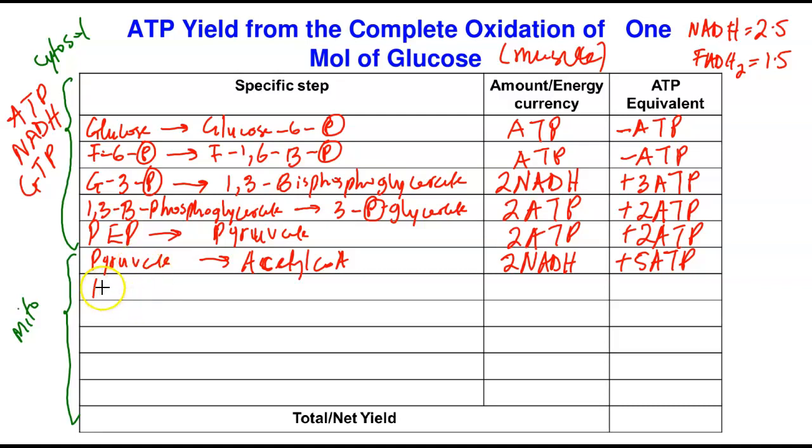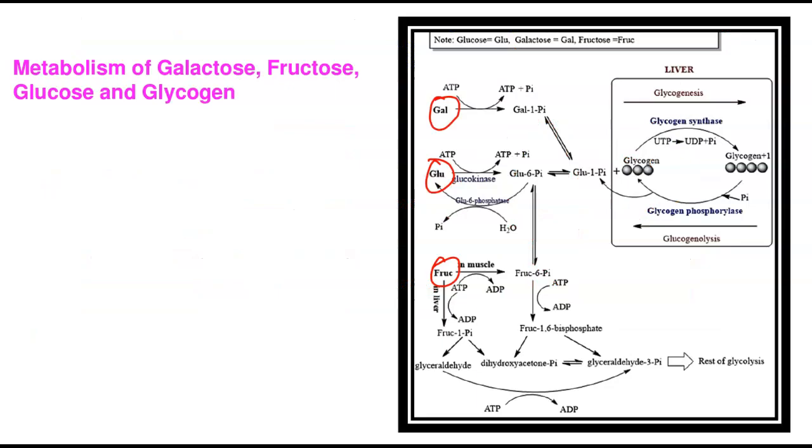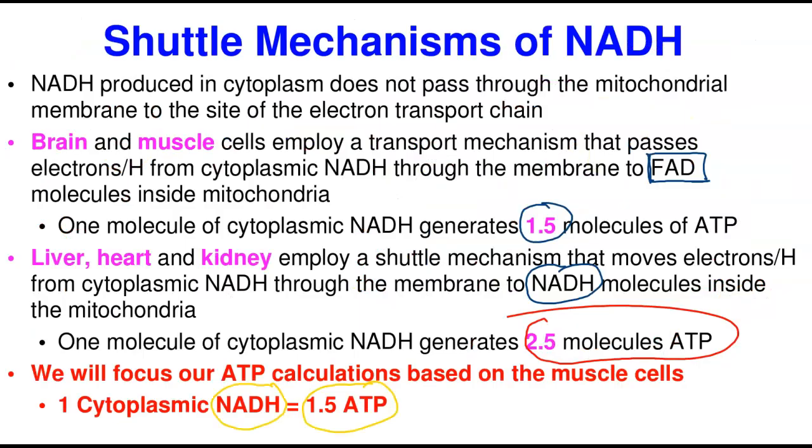That's isocitrate. Isocitrate goes to alpha-ketoglutarate. And here we have 2 NADH molecules, and every 2 NADH molecules will give us plus 5 ATP. We now go to the next one.